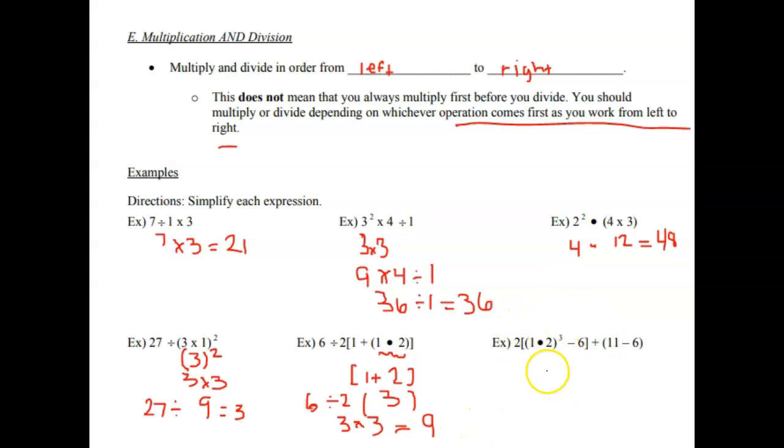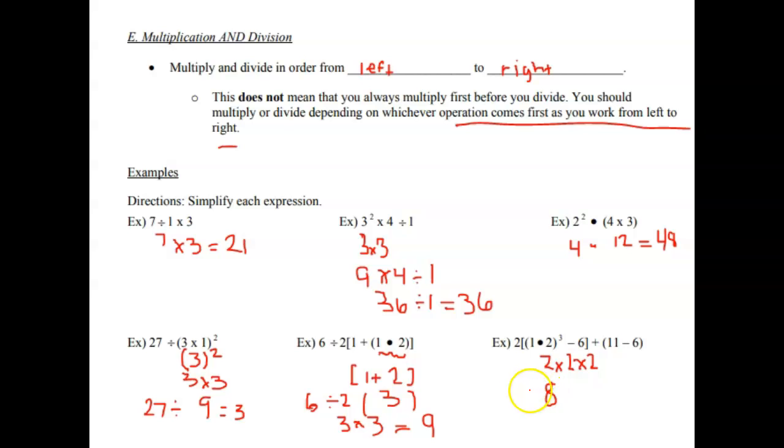Okay, the last one, let's work in our innermost parentheses. I'm going to take 2 times 1, which is 2, and then I raise that to the 3rd power. That means I'm taking 2 times itself 3 times, okay? Not 2 times 3, 2 times itself 3 times. So 2 times 2 is 4, times another 2 is 8. So that all equals 8.